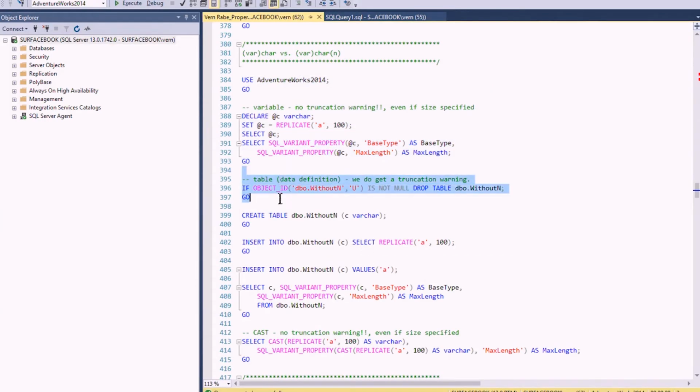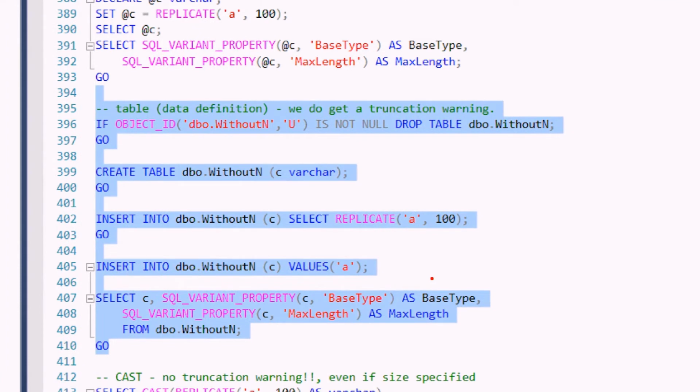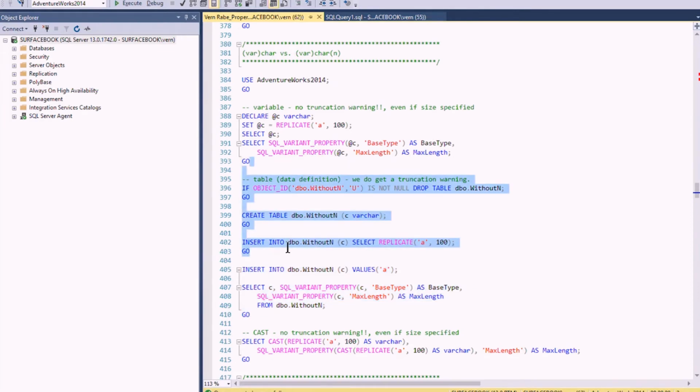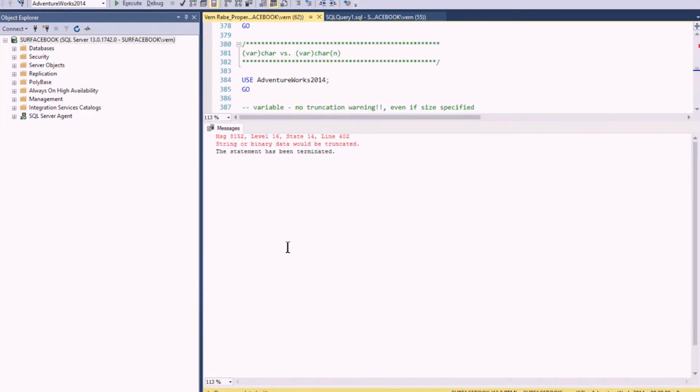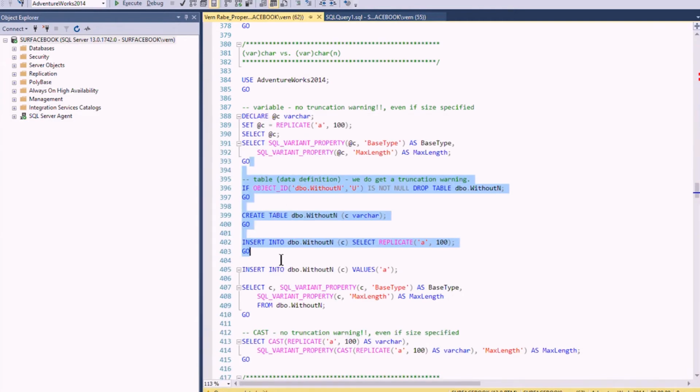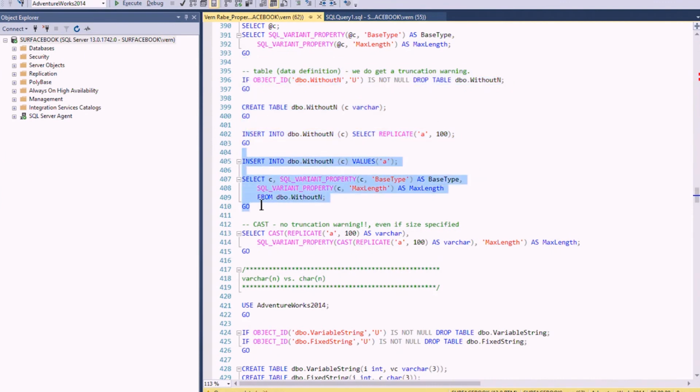Next, how about a table? Okay, I'm going to create a table. Go through several steps here. I'm going to create a table with a single column called C. It's a varchar without specifying the size. And then I'm going to insert into it that same thing, 100 A's. Well, I should have stopped my highlight there, because what happens is that errors. It says, nope, I can't put those 100 A's in there. It doesn't fit.